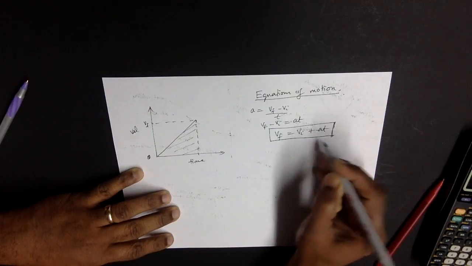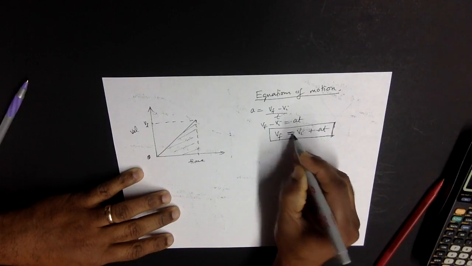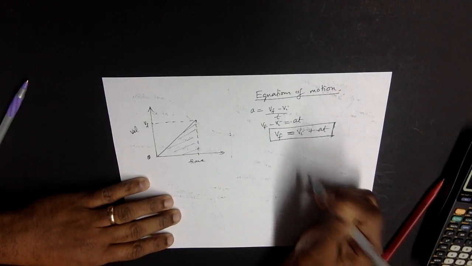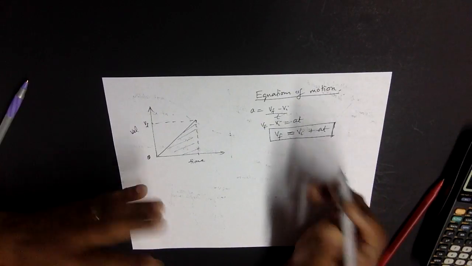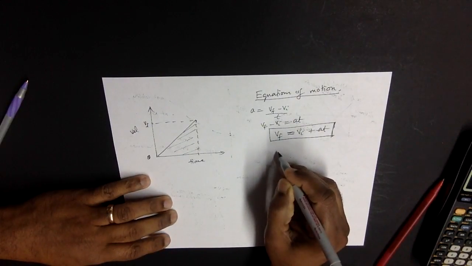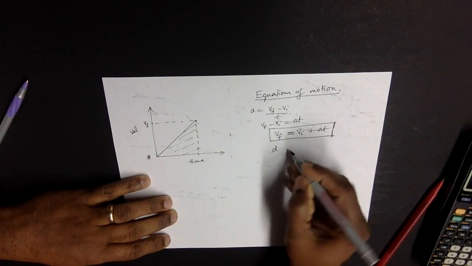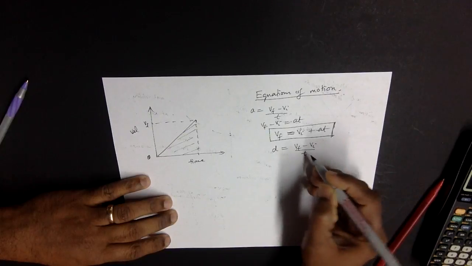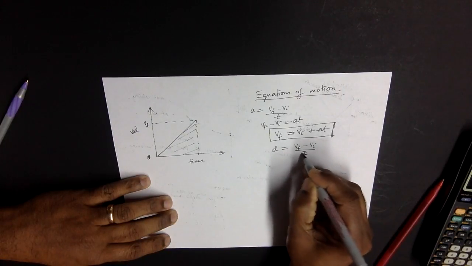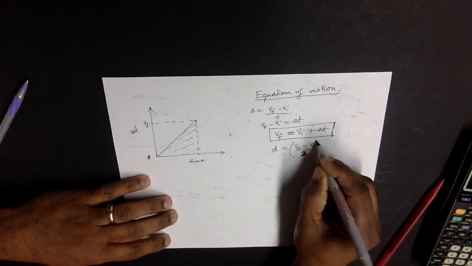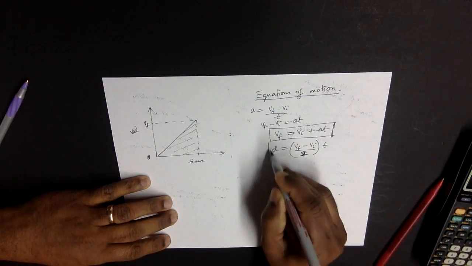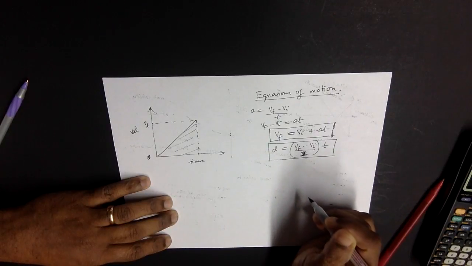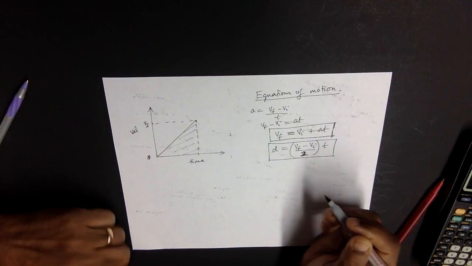You can actually learn a lot of things about the motion by connecting these variables. So that is one equation of motion. There's another equation of motion, which is displacement d equals final velocity minus initial velocity over 2 times time. So displacement is going to be final velocity minus initial velocity over 2 times time. Now this is another equation of motion.